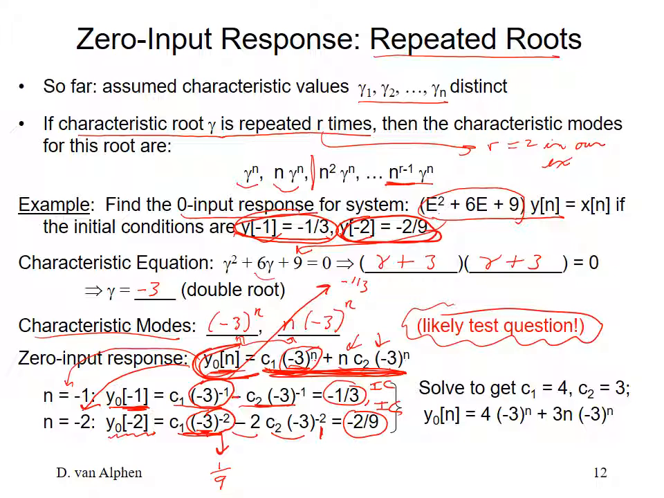Any method, again, is okay. Cramer's rule, substitution, whatever technique you've learned, Gaussian elimination, for example. Any technique you know for solving two equations and two unknowns. If you do that, you'll get C1, the first unknown coefficient, is 4. C2, the second unknown coefficient, is 3. So remember, this was C1 times gamma to the n, and then we had C2 times n gamma to the n, and there we have our final solution.